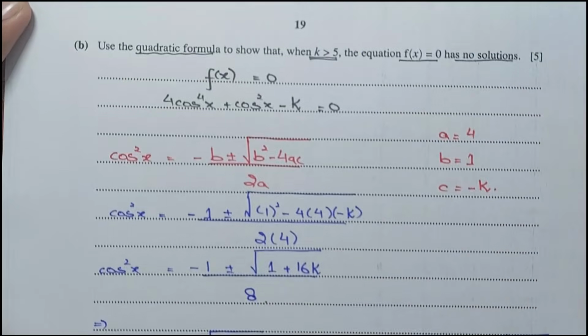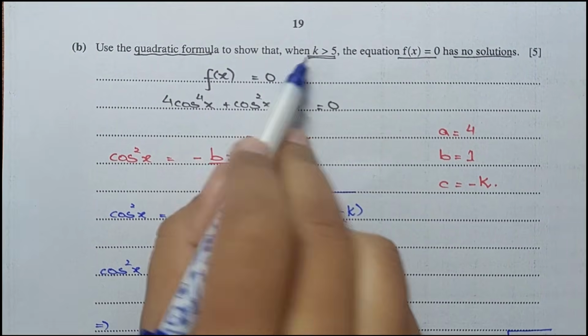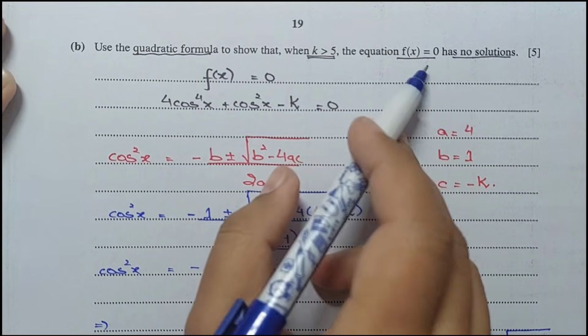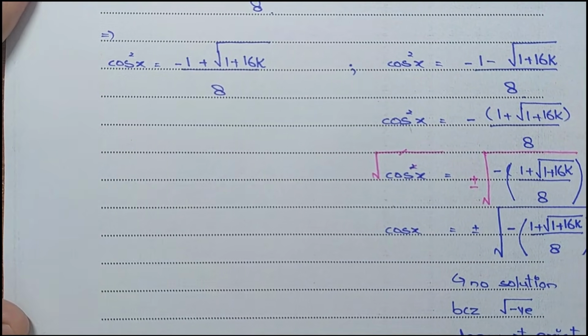Okay, so it is proved that by using the quadratic formula, when k is greater than 5, f of x has no solution. F of x equals to 0. By the first case, it has no solution. Let me use the second case.